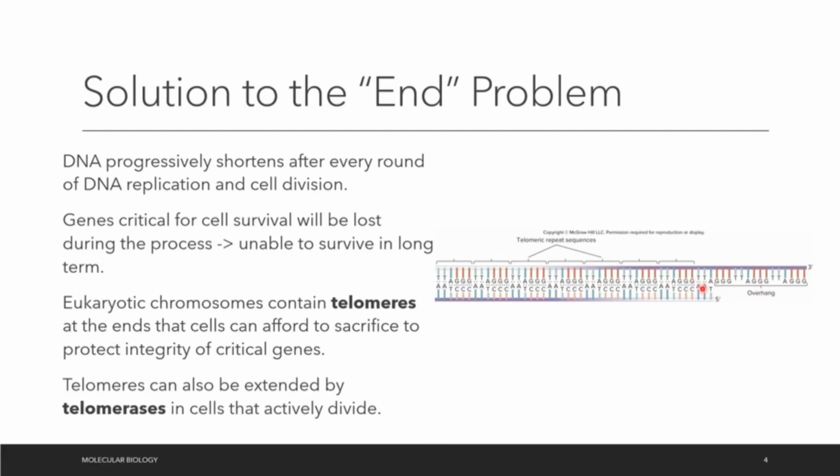They don't code for any proteins, but they are there to be sacrificed during the DNA synthesis so that they can actually protect the integrity of critical genes upstream of their sequences. And of course, there are also enzymes inside the cells which will help to replenish the telomere sequences when they get eroded over time.